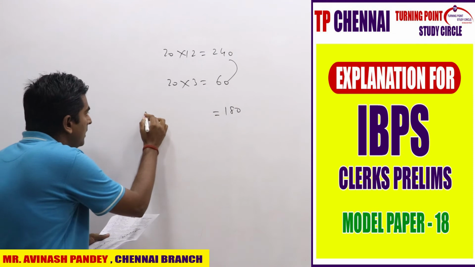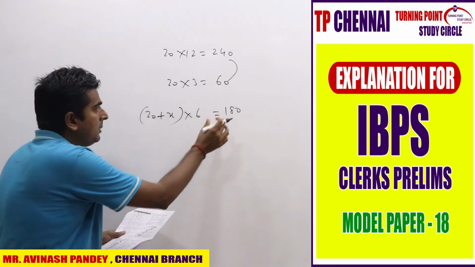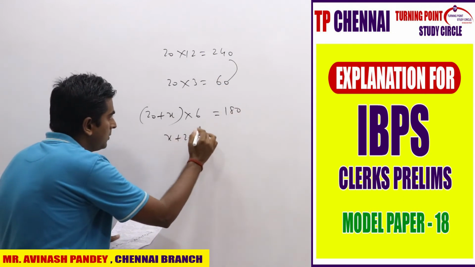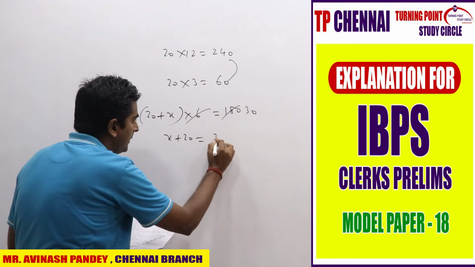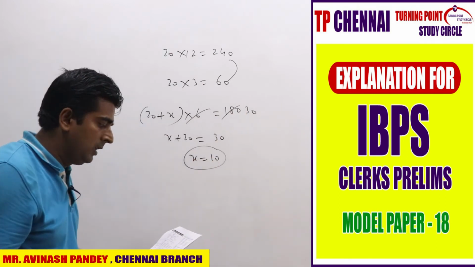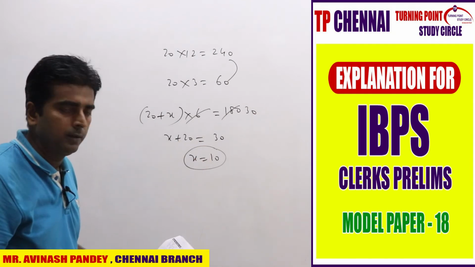In these 20 women, some women joined and they work for how many days? 6 days, and the remaining work is nothing but how much? 180. So x plus 20 is equal to, this is nothing but how much? 30. So x is equal to how much? 10. Now what they are asking here: how many women joined after 3 days of the work started? So my answer is nothing but 10, which is the 4th option.